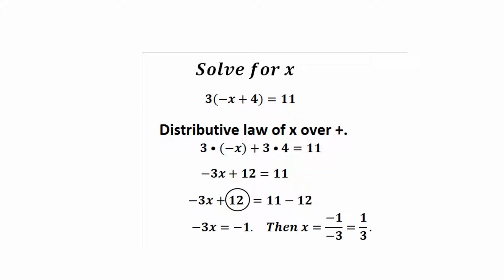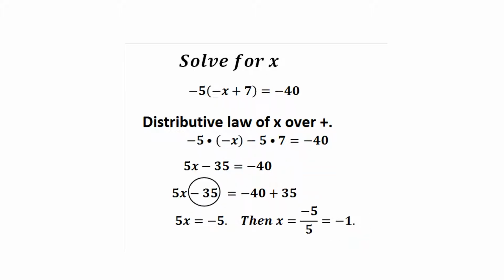Divide both sides by negative 3. X is negative 1 over negative 3. A negative divided by a negative is a positive 1/3, and we'll just write it simply as 1/3.